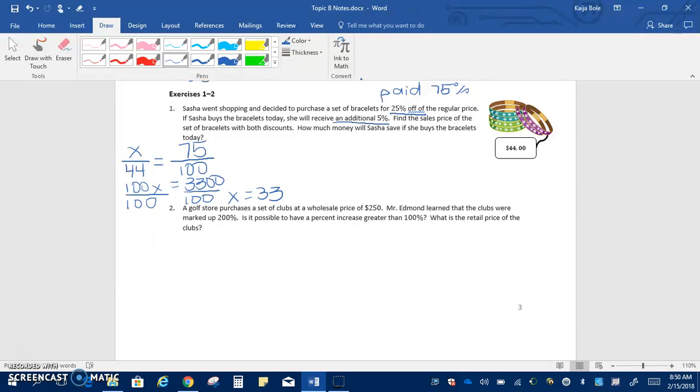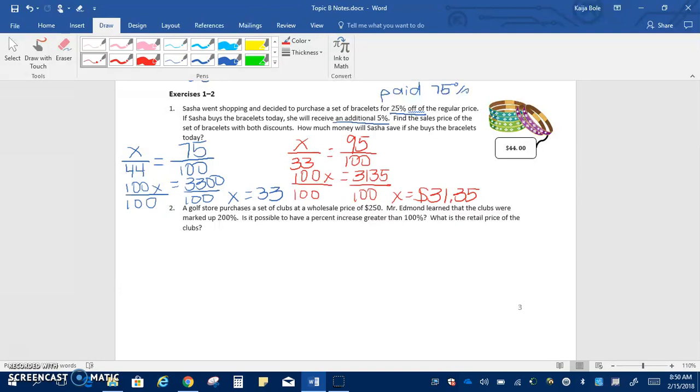Right, but now we want to figure out when she gets an additional 5% off. So I'm going to set up another proportion, 100, and now our new original cost would be $33. This is x. So if she saved 5%, that means she paid 95%. So we get 100x equals 3135. Divide by 100, and you get x equals $31.35.